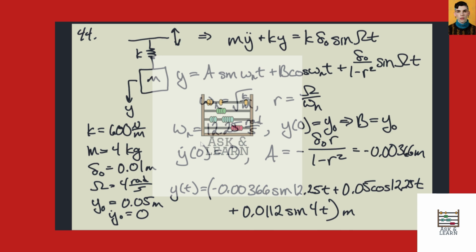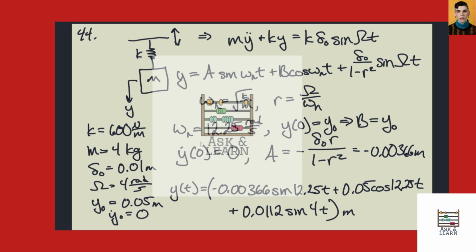Now, we have, again, our natural frequency and our frequency ratio. We can get the natural frequency is 12.25 radians per second from K and M. We again know that B is y naught, and A is minus delta naught R over 1 minus R squared. We can figure out what R is, and we can calculate this to be about 3.66 millimeters. Our initial displacement was 10 millimeters.